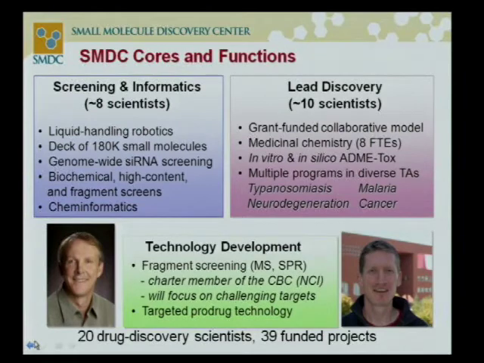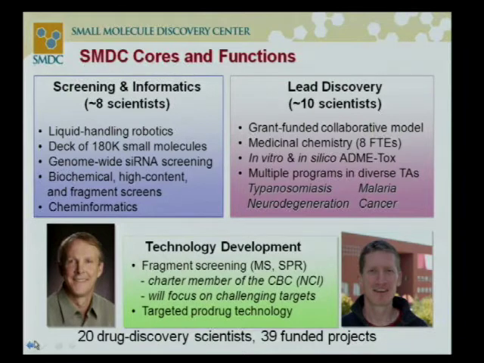And these are our three core functions. One that you've heard about today is the high throughput screening core, and that involves screening, assay development, and also chemoinformatics. Some of the tools that we have at our disposal in that group are a series of liquid handling robotics, a deck of 180,000 small molecules. This is, I'd say, average for an academic lab, small for an industrial organization. And we also have genome-wide siRNA screening. We have a human siRNA library. Berkeley has several animal genomes, siRNA genomes, for developmental biology, and we work closely with them around those.